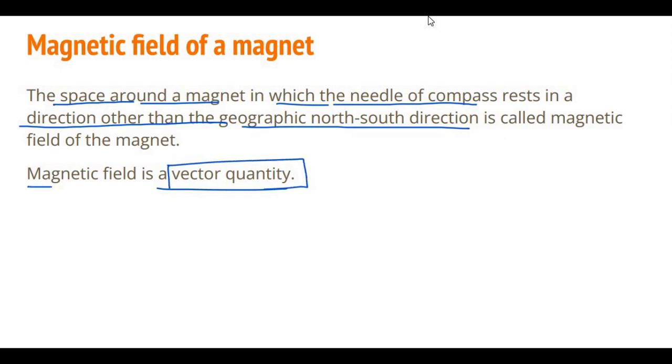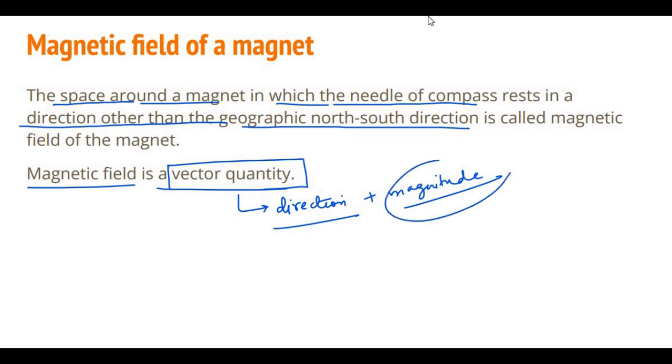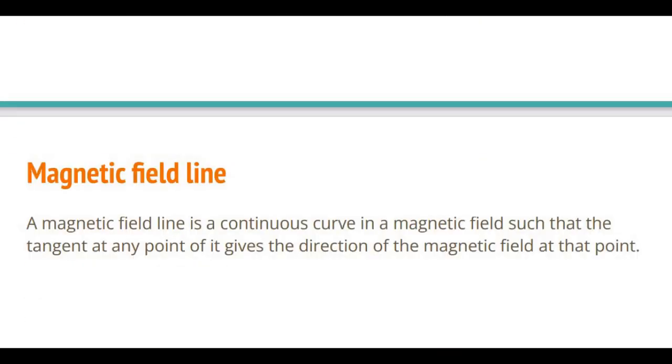Now if magnetic field is a vector quantity, it must have what? It must have direction. Vector quantities have direction, and of course magnitude. Every quantity has magnitude, but a scalar quantity has only magnitude, and vector quantities are expressed by both magnitude and direction. So now the question comes, what is the direction of magnetic field? And that is what we are going to learn in the next topic, direction of magnetic field.